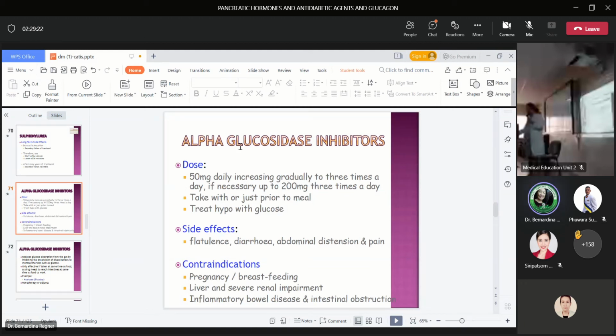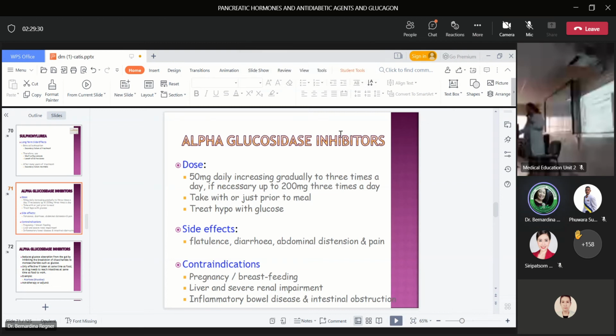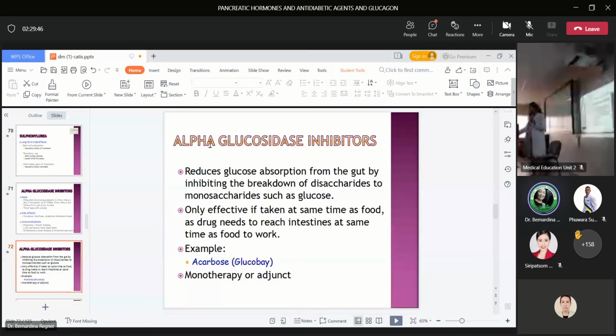So again, what is the mechanism of action of your alpha glucosidase inhibitor? It will inhibit your enzyme, alpha glucosidase. That can cause what? Inhibition in the reabsorption of glucose in the gastrointestinal tract. Okay, so mechanism of action: reduces glucose absorption from the gut by inhibiting the breakdown of disaccharide to monosaccharides. So that is the specific mechanism of action of your alpha glucosidase inhibitors.